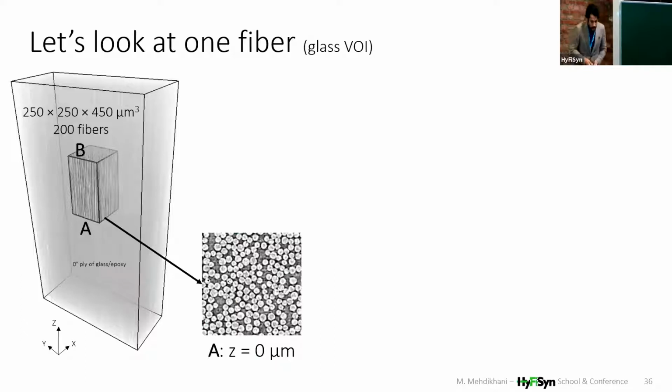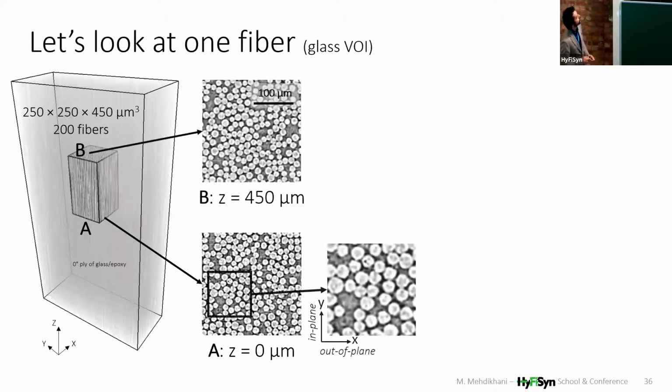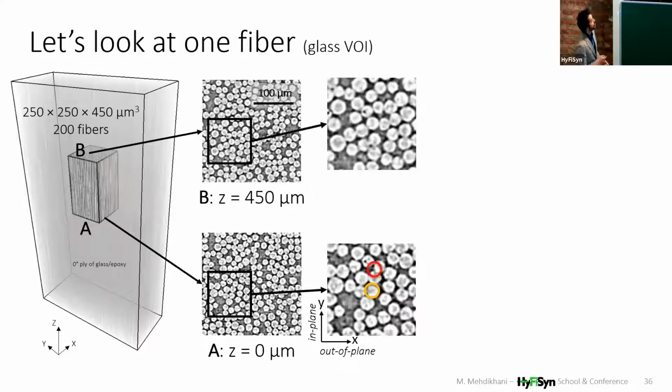Okay, let's look at one fiber and see if the method works. So in the bottom slice, I choose this fiber, and then I try to locate this fiber in the top slice, and then by mapping these two fibers in one coordinate system, I see that there is a little bit of out-of-plane displacement between the two positions, but there is an even higher, larger in-plane displacement for this specific fiber.